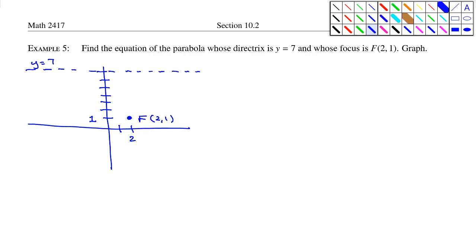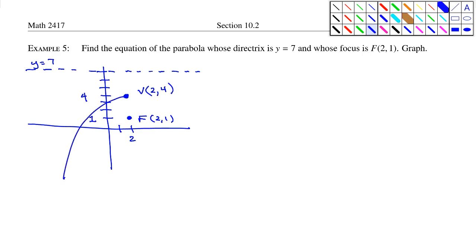But the other critical point that we know is that the vertex is exactly halfway between the directrix and the focus. So halfway between 1 and 7 is 4. And it has to be in line with the focus and the directrix, in a straight line from that point to that line. So the vertex must be at (2, 4). So that means I can create the parabola.